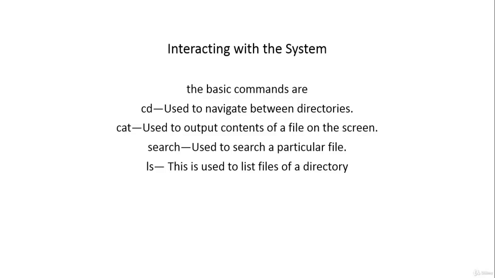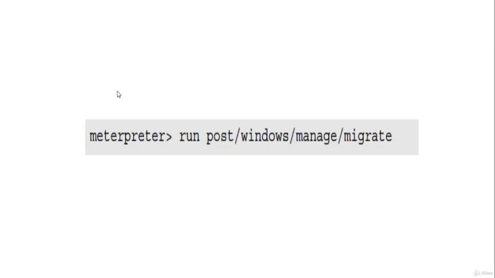To mitigate this issue, we would need to migrate to another stable process such as explorer.exe or svchost.exe. For this, we can use a post module called migrate. The command is like this. If you would like to migrate to a specific process, first issue the ps command to check for PIDs.